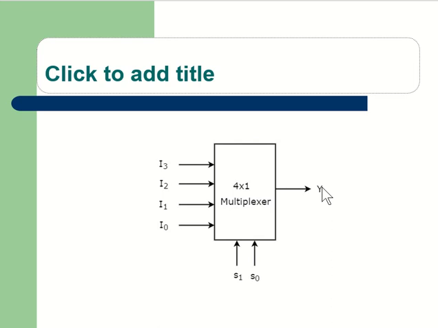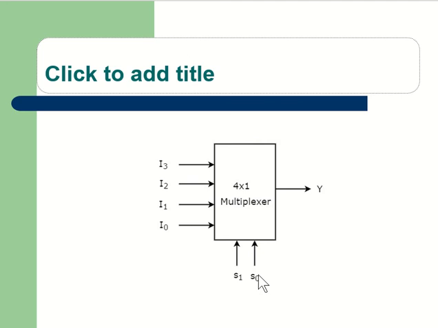Since it is a two variable case, there are 4 different combinations. First, both S1 and S0 are equal to 0, 0. Second case, S1 is 0, S0 is 1. Third case, S1 is 1 and S0 is 0. The last case, when both S1 and S0 are equal to 1, 1.